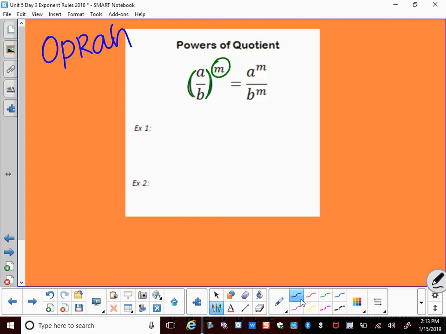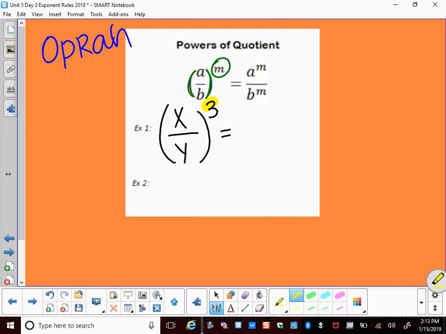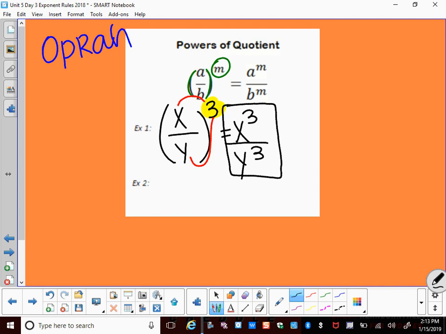All right, so my example is if I have x over y, to the power of 3. Okay? My exponent that we love is 3, and everyone gets one. So the x gets a 3, the y gets a 3. So we have x to the 3rd over y to the 3rd. I just distributed that exponent because everything needs to get it.